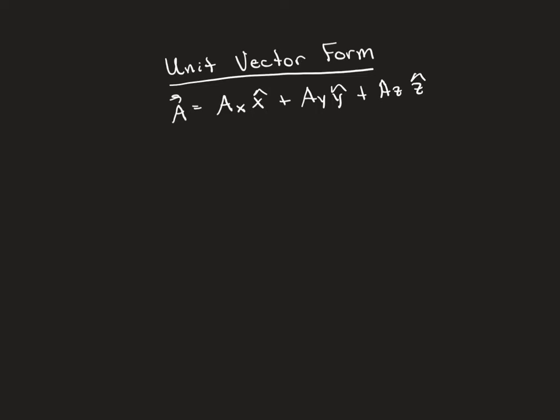Before we discuss the dot product, I want to briefly discuss what I refer to as unit vector form. This might be a slightly different way of expressing a vector than I'm used to talking about in a math class. So I want to make sure I'm clear on what I mean by unit vector form.